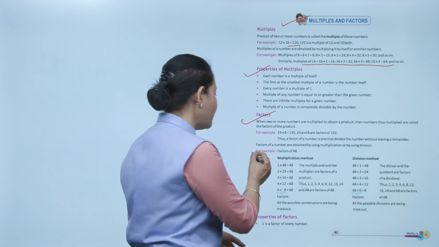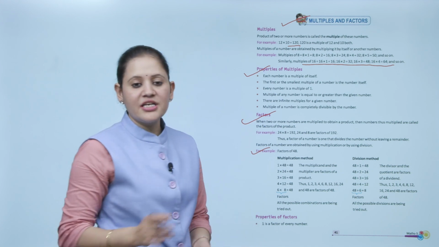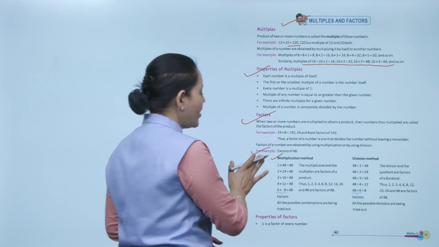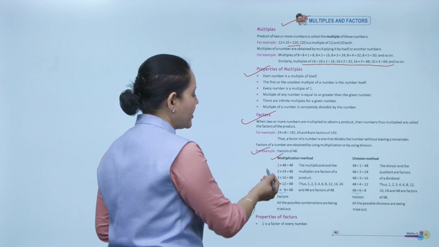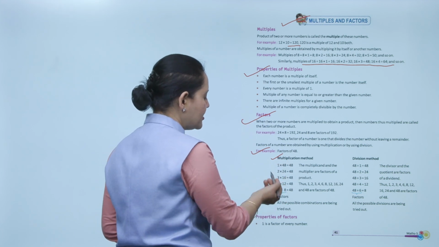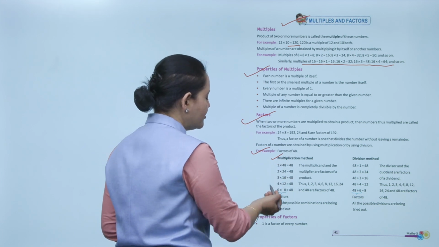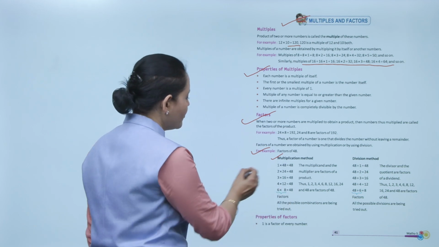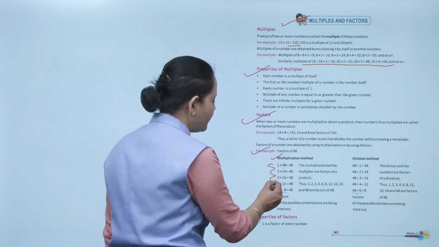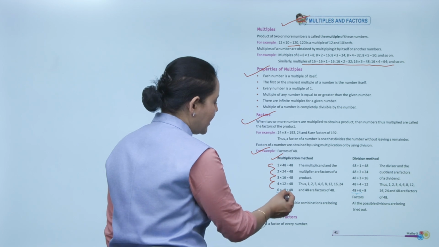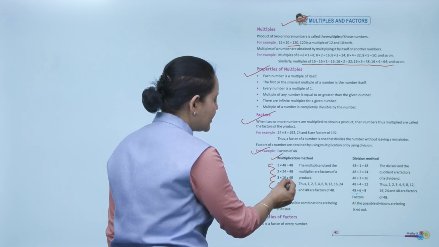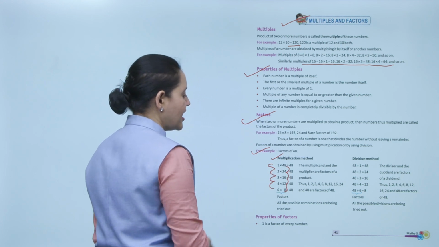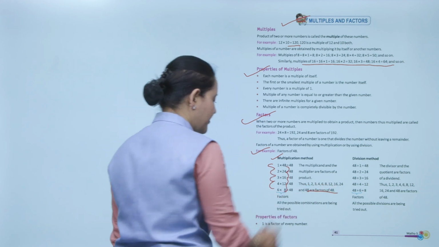So here we have to find the factors of 48. Two methods. First is the multiplication method. 1 into 48 is 48. 2 into 24, 48. 3 into 16, 48. 4 into 12, 48. 6 into 8, 48. So all these, 1, 2, 3, 4, 6, 8, 12, 16, 24 and 48, are the factors of 48.